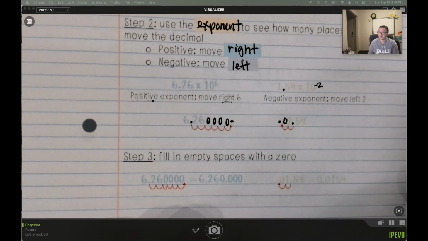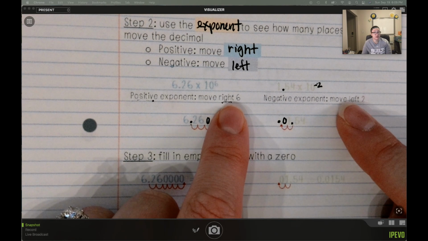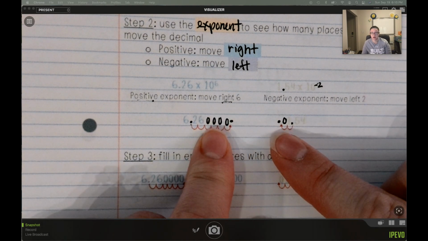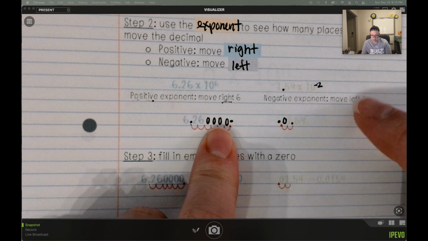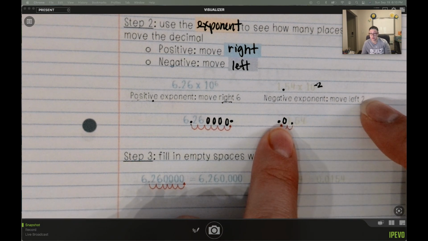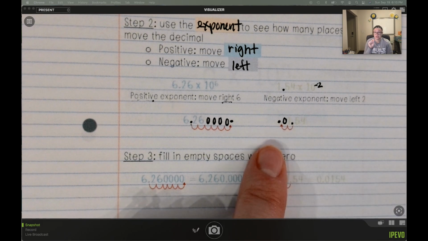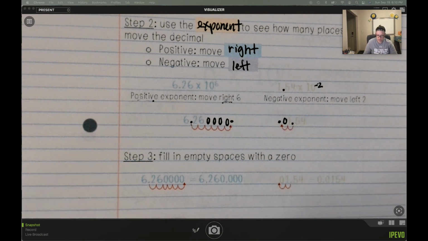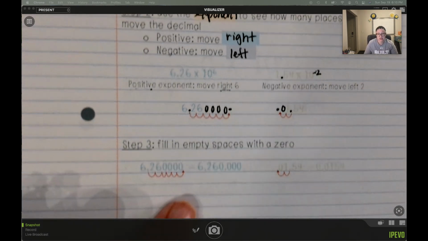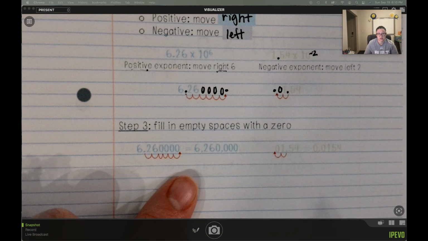The exponent, common misconception. The exponent is not how many zeros there are. Here, my exponent was 6, but we have 4 zeros. Here, my exponent was 2, we have 1 zero. You need to be careful. The exponent is not the zeros. The exponent is the number of jumps. And then like we already did, we filled in our empty spaces with 0.